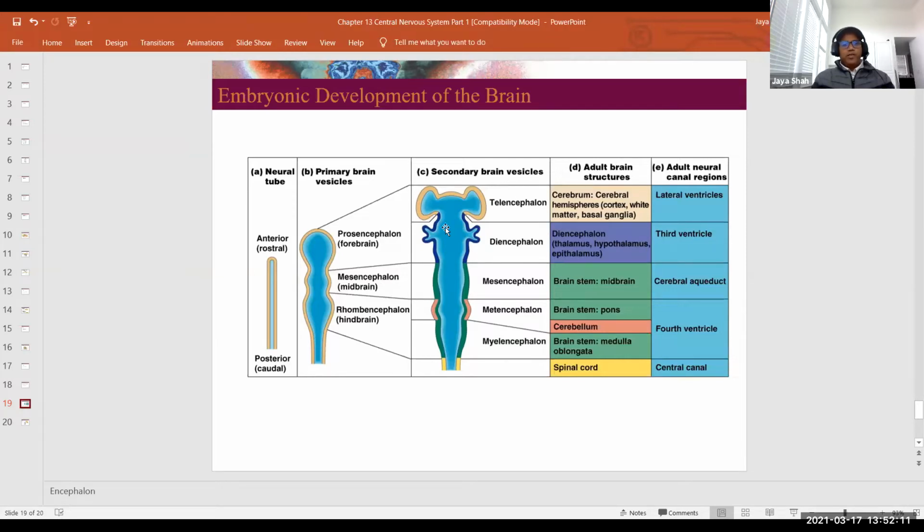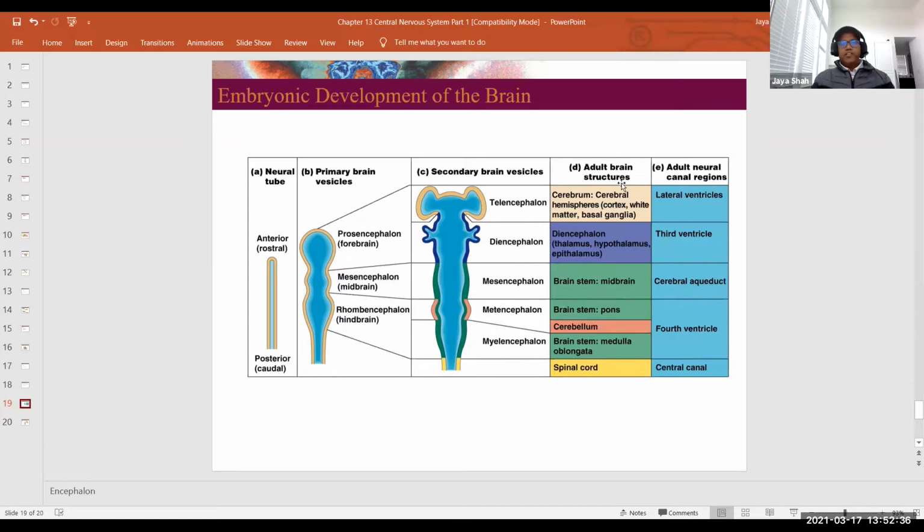By the fifth week, the forebrain further divides into two, telencephalon and diencephalon. Mesencephalon, midbrain, remains the same. Rhombencephalon, or hindbrain, also divides into two, which is metencephalon and myelencephalon. You see only the tube wall is increasing. Inside you still have the cavity and fluid.